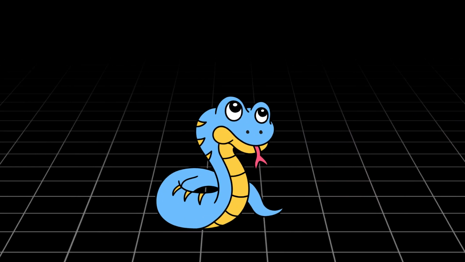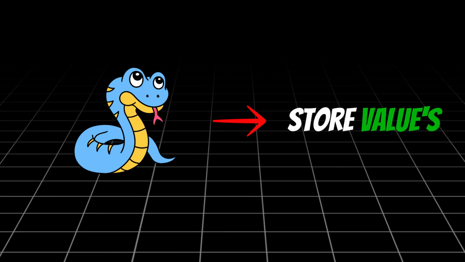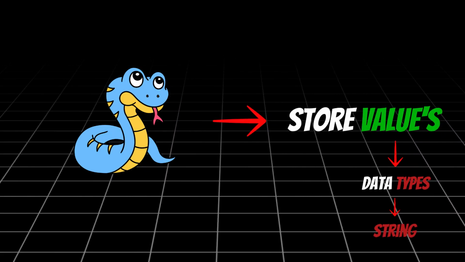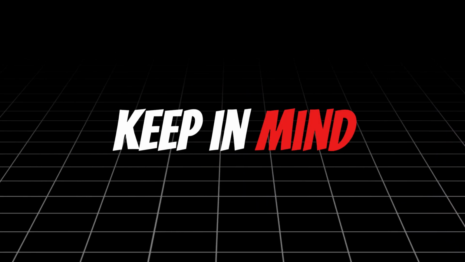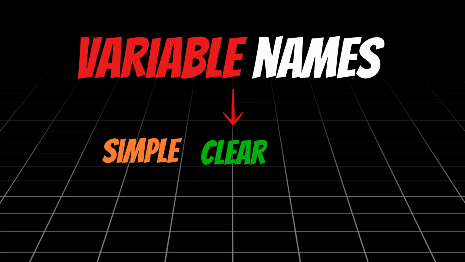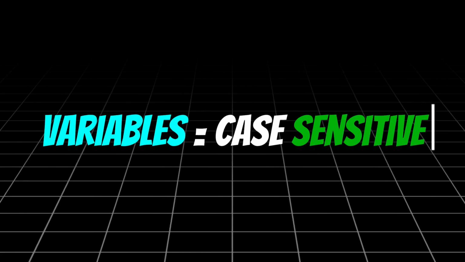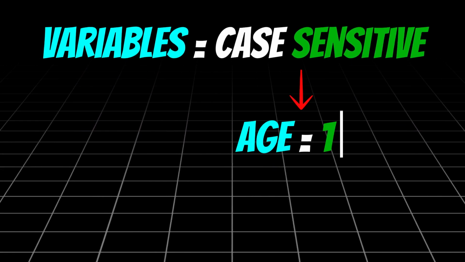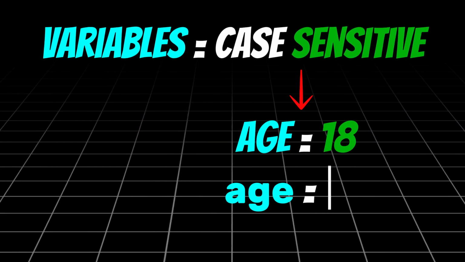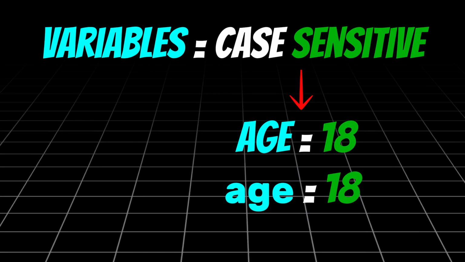So let us quickly go back and see how all this ties together. In Python, you use variables to store values. Those values have data types like integers, floats, strings, or booleans, and knowing the type helps you understand what you can do with the value. Also, keep in mind, variable names should be simple, clear, and lowercase. One more thing, variables in Python are case sensitive. That means age with a capital A and age with a lowercase a are two different variables. So be careful with your spelling and capitalization.